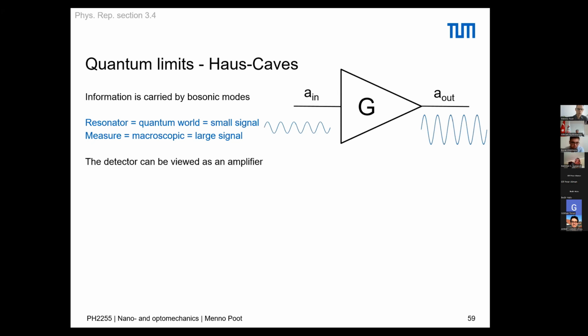And we're going to assume, as another assumption, that this amplifier is linear and time independent. And now to connect a small signal to the large signal that we can measure, we are going to need a high gain G. Those are the assumptions that we make, and you can see they are rather general. Still, that is going to allow us to calculate quantum limits on position detection. Namely, we're going to follow now the arguments used by Haus and Caves.